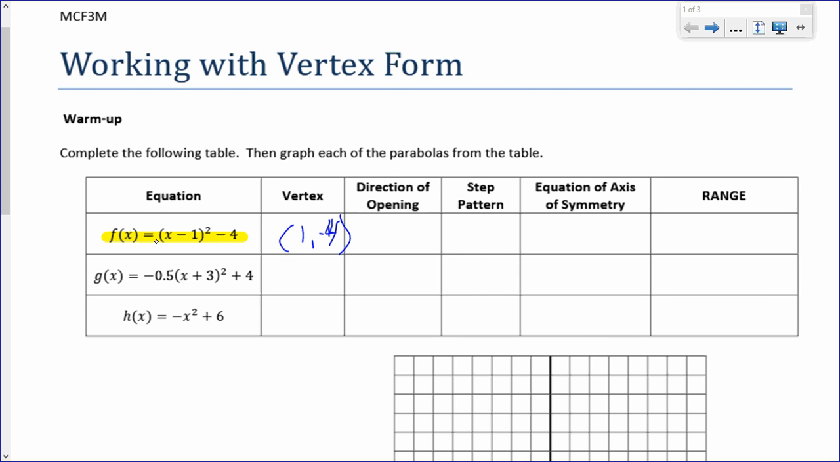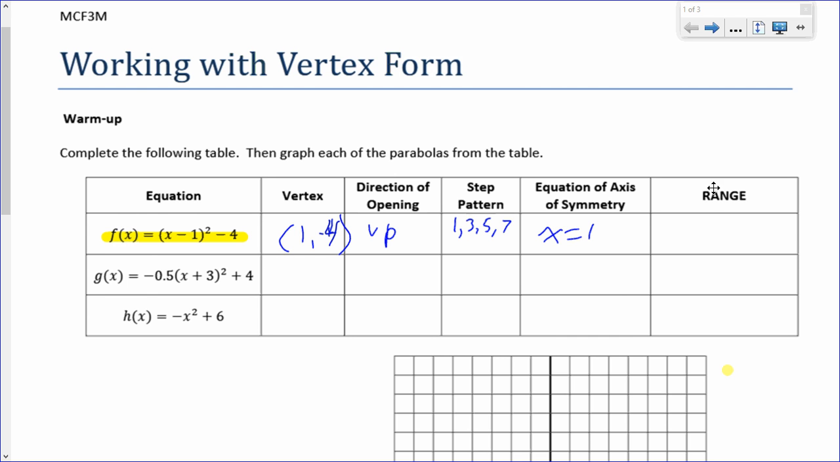The direction of opening, since there's no negative out front, this opens up. In fact, there is no A value here, which means our A value is 1. So the step pattern remains 1, 3, 5, 7, and so on, just like the base parabola y equals x squared. Now, the axis of symmetry is that vertical line that splits the parabola in half. That will always be at the x coordinate of the vertex, so x equals 1.